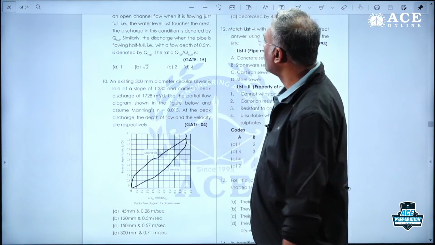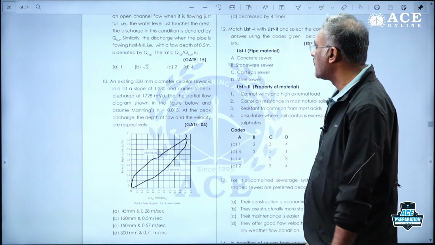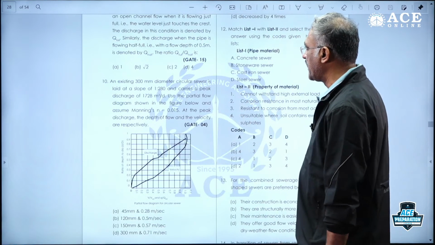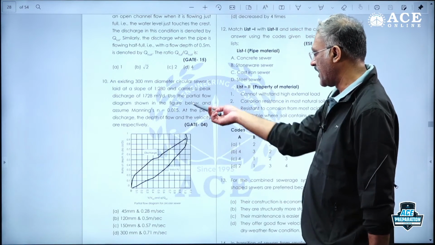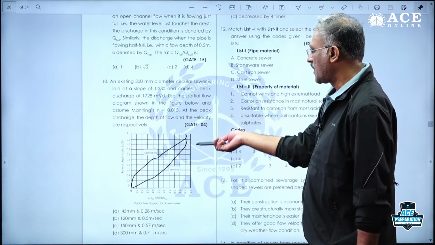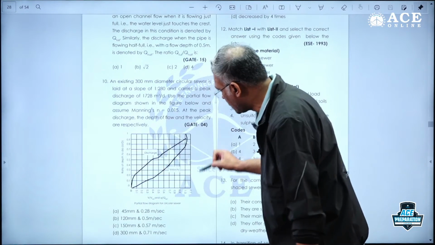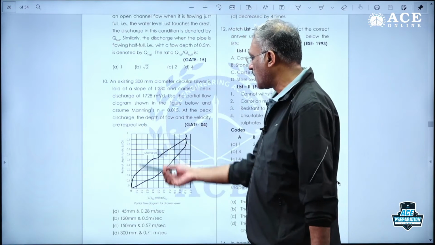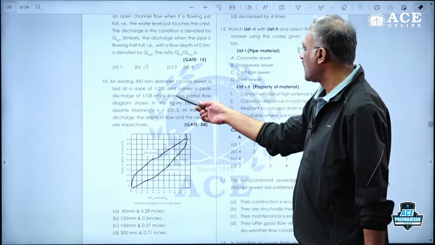An existing 300 mm diameter circular sewer is laid at a slope of 1 in 280 and carries a peak discharge of 1728 meter cube per day. Use the partial flow diagram. This is a partial flow diagram. This is given to you. From this you need to pick up those hydraulic flow parameters.